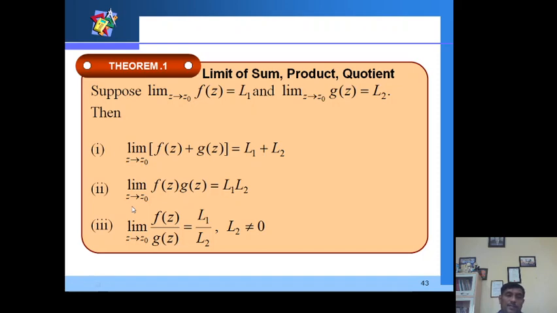Similarly, the limit as z tends to z naught of f of z into g of z is equal to L1 into L2. And the quotient, the limit as z tends to z naught of f of z divided by g of z, is equal to L1 by L2, but here the denominator limit is not equal to 0.